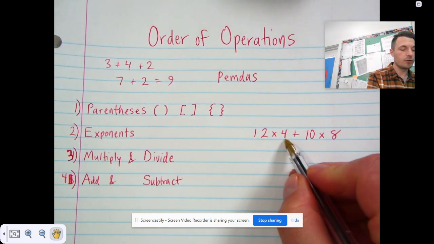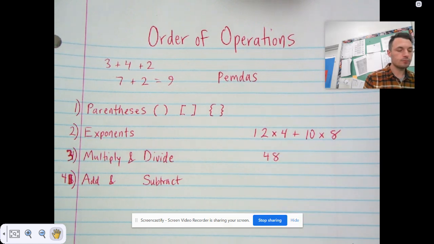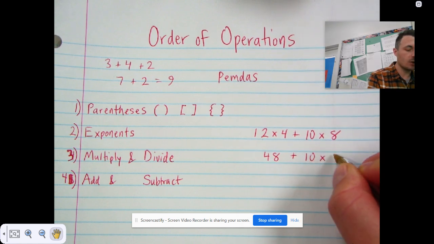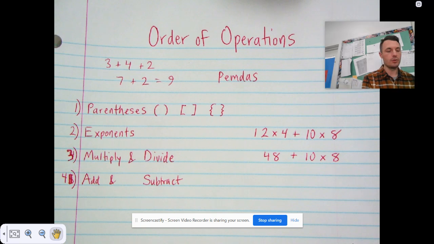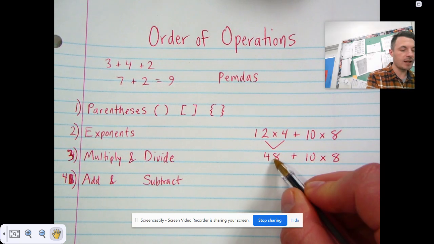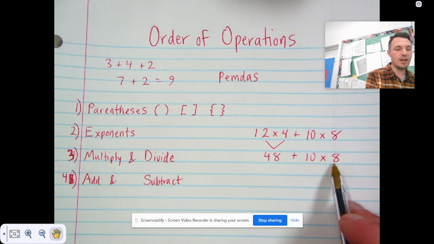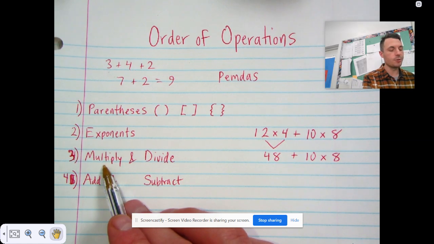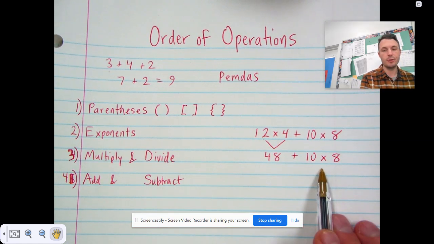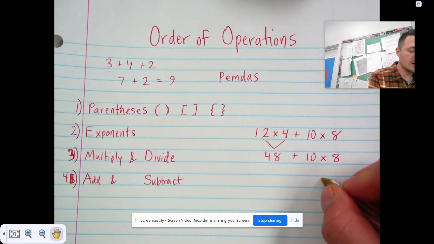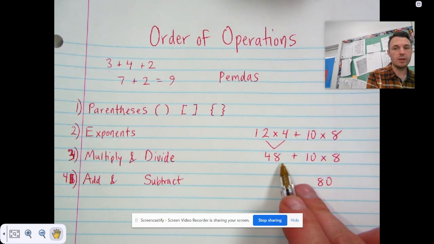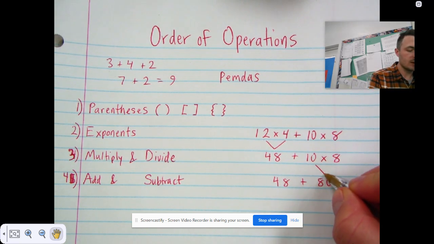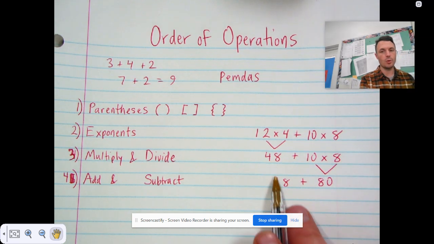So we do 12 times 4, which is 48. And as we do each step, we write the rest of the problem that we haven't solved yet. We just bring that part down. So we solved 12 times 4 is 48, but we didn't solve the plus 10 times 8 yet, so we just bring it down. Okay, now we're still on step 3, multiply and divide from left to right, because there's still a multiplication problem here. 10 times 8 is 80, and we haven't solved the 48 plus part yet, so we just bring that part down.